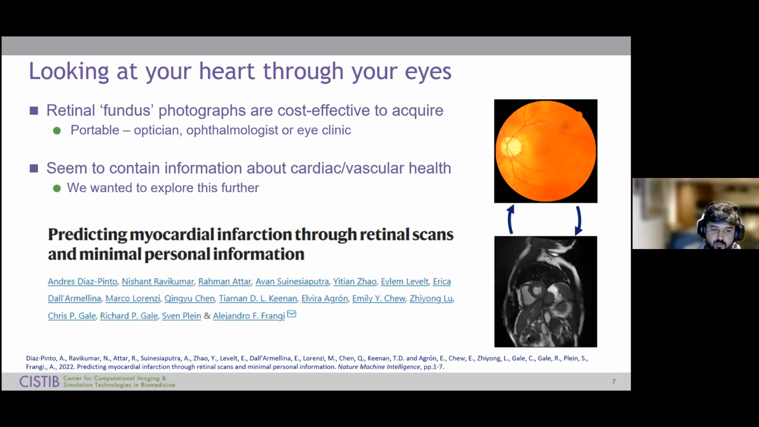because you could expand this to really wide and large populations in countries or settings that have limited access to advanced imaging centers and limited access to cardiologists and experts that are required to interpret data acquired in such advanced imaging systems.